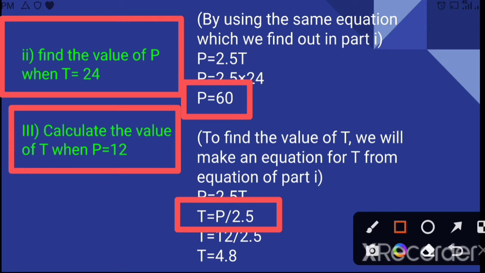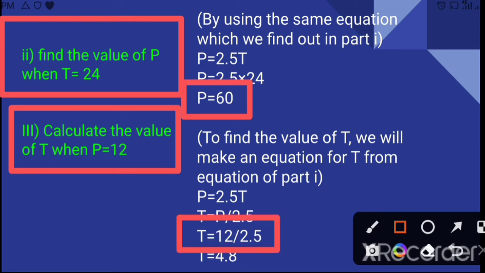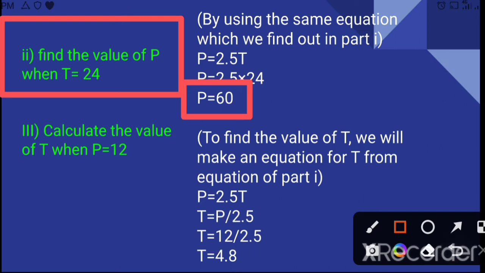So this is the equation for T, temperature. We will put the value of P here in this equation and find the value of T. By putting the value of P, which is 12, and dividing 12 by 2.5, we will get the value of T, which is 4.8. So T is 4.8.